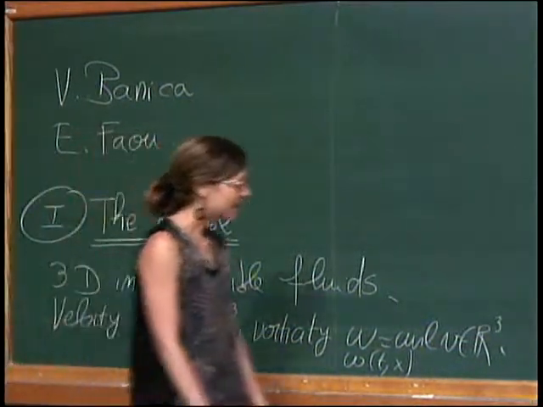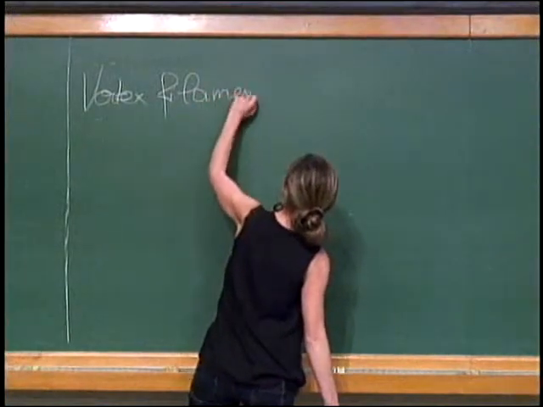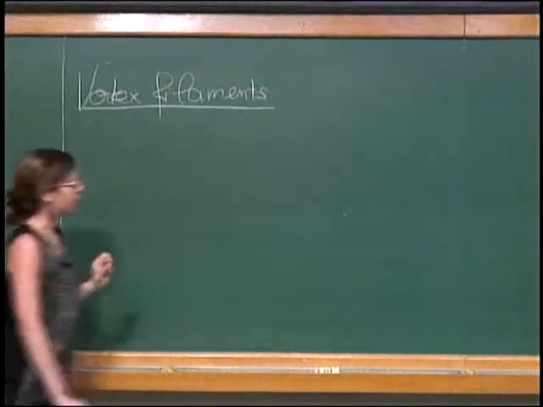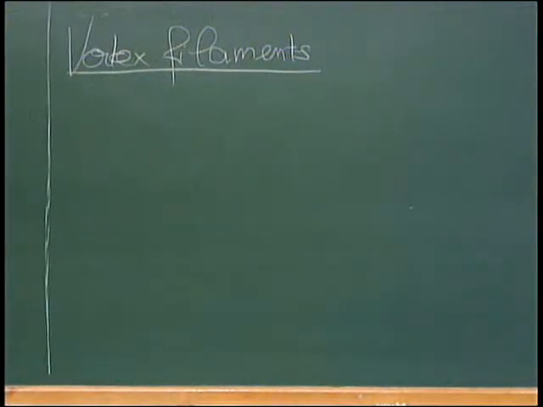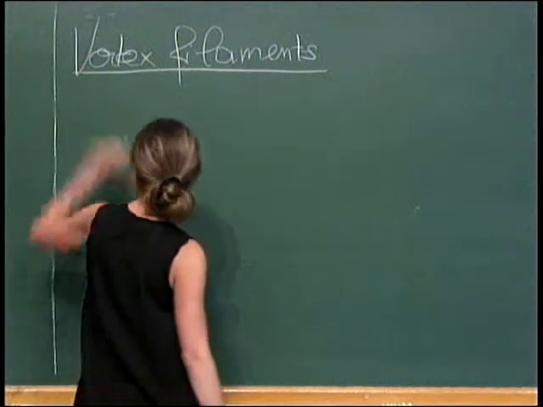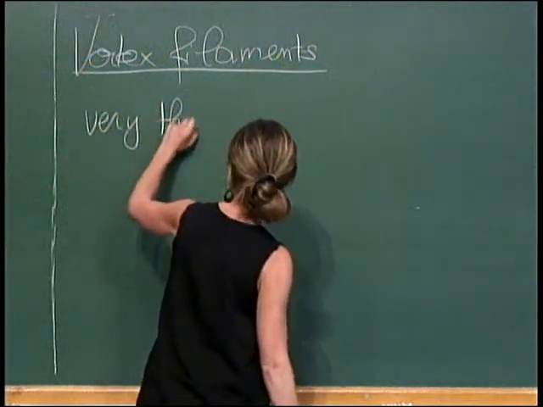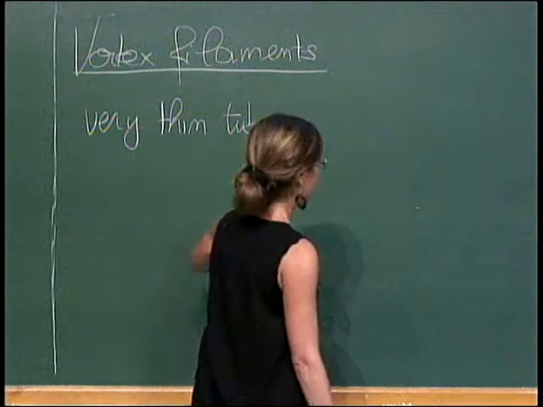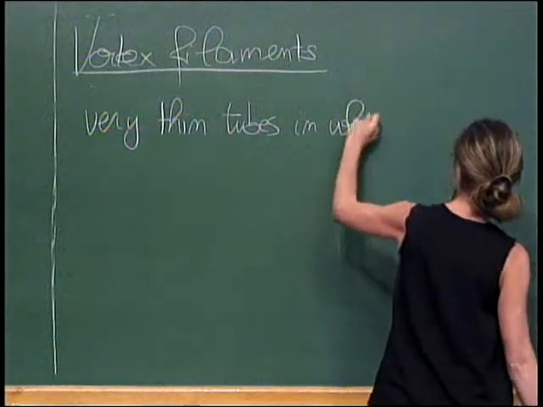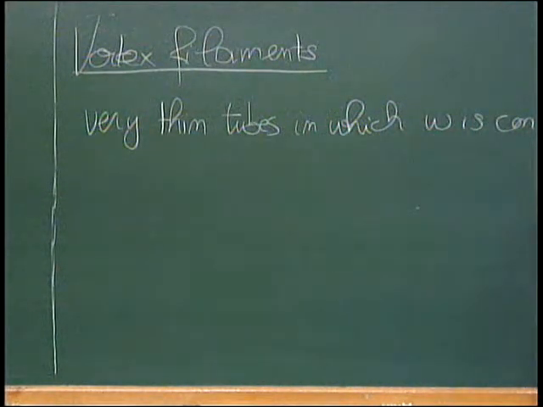In this talk, we will focus on vortex filaments in such fluids. Vortex filaments are very thin tubes in which the vorticity is sharply concentrated. So you can assimilate vortex filaments to very thin tubes in which omega is concentrated.